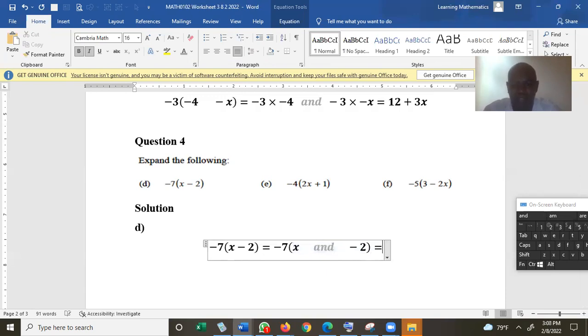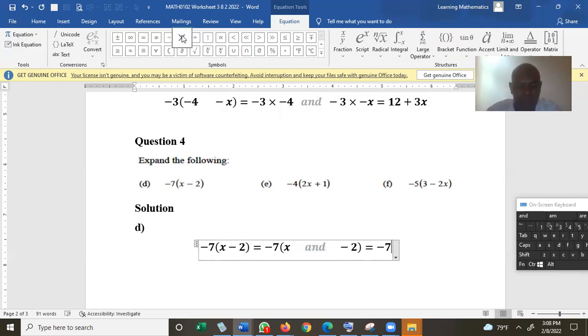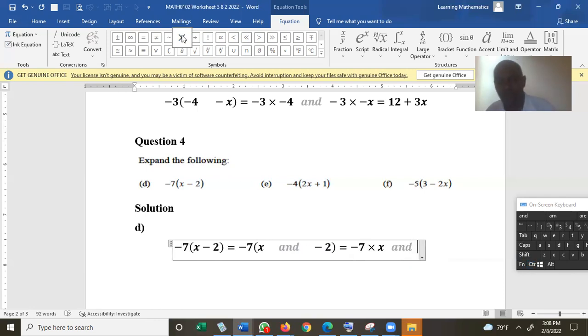When you're multiplying, it's -7 times x and you can write the and in. Remember, you are creating a foundation for later on. So not just do it and then actually do it, you know. Think about it a little bit, you know, interact with it.